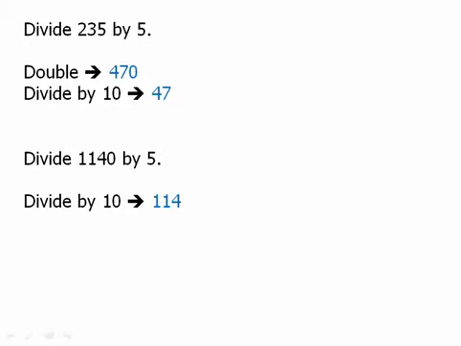Now I'm going to double. Well, 100 doubled is 200, 14 doubled is 28, so it's going to be 228, and that is the answer. 1140 divided by 5 is 228. Very easy to do this in your head without even touching a calculator.